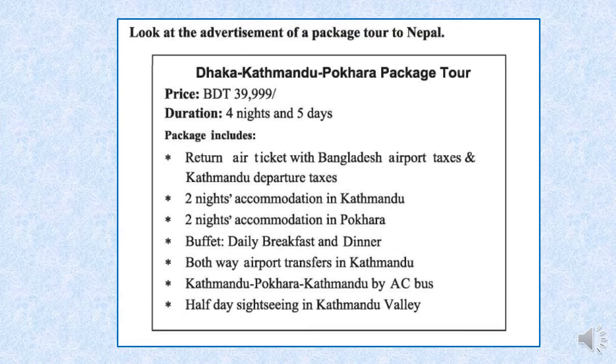Right, dear students, now I have a different type of activity for you. On the screen, we can see an advertisement of a package tour to Nepal. It is a Dhaka Kathmandu Pokhara package tour and it costs Bangladeshi Taka 39,999. And the duration of this tour is 4 nights and 5 days. The package includes some facilities and some conditions. Those are written on the advertisement board. Dear students, read this information carefully. Our next activity will be based on this information. Let's go to the activity.